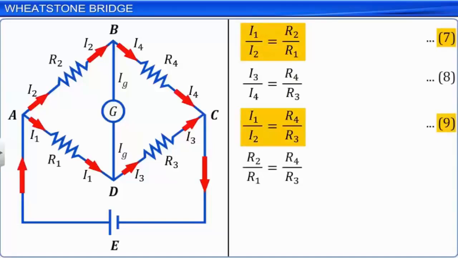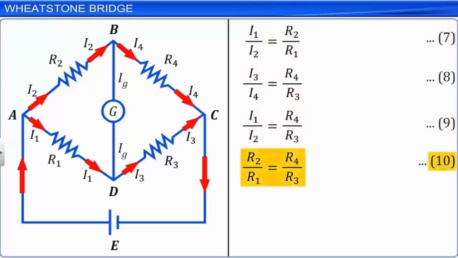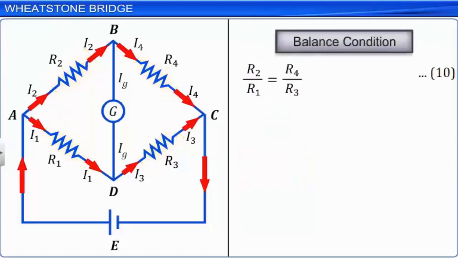Equation 10 denotes the relationship between the 4 resistors for the galvanometer to produce zero or null deflection. This relation is therefore called the balance condition. The application of this balance condition is a practical method to determine an unknown resistance.